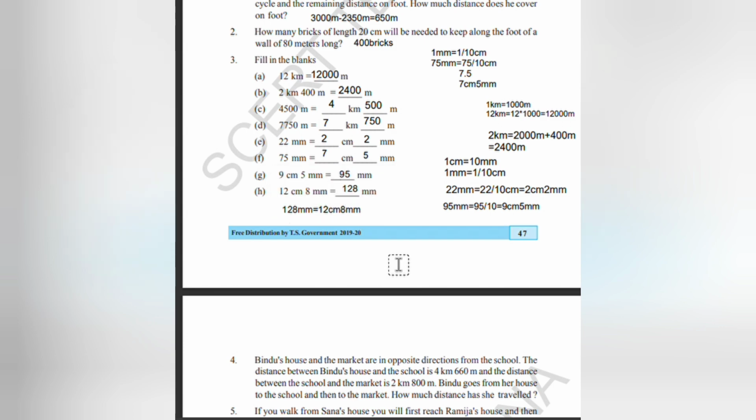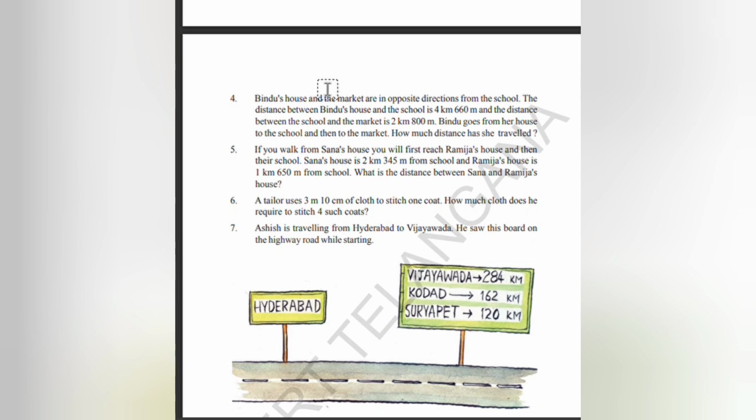Okay, so that's clear. Then, Bindu's house and the market are in opposite directions from the school. The distance between Bindu's house and the school is 4 kilometers 660 meter. The distance between the school and the market is 2 kilometer 800 meter. Bindu goes from her house to the school and then to the market. How much distance has she traveled? Bindu's house and market are in opposite directions from the school.